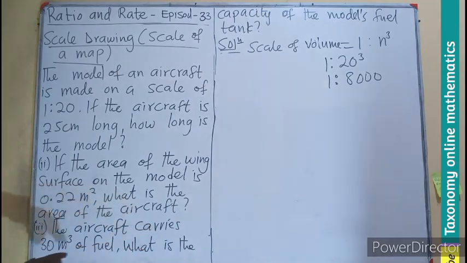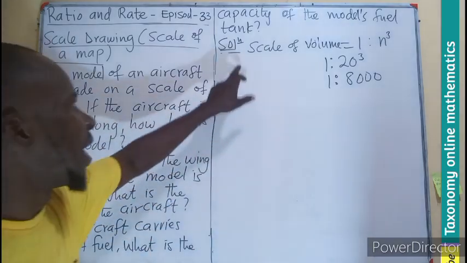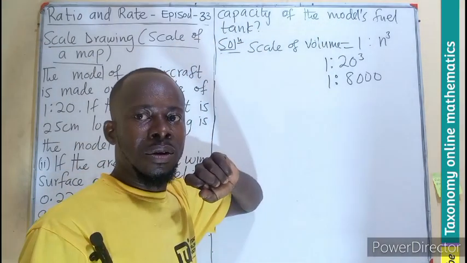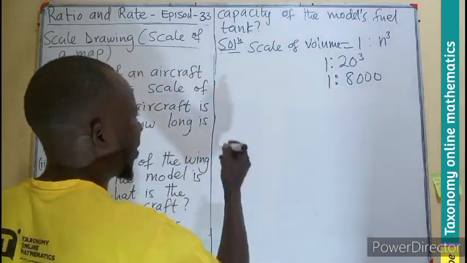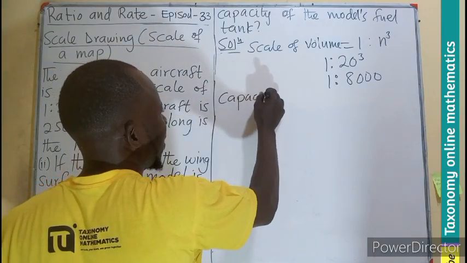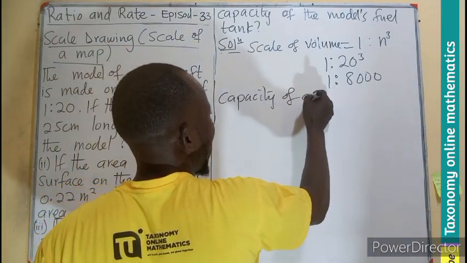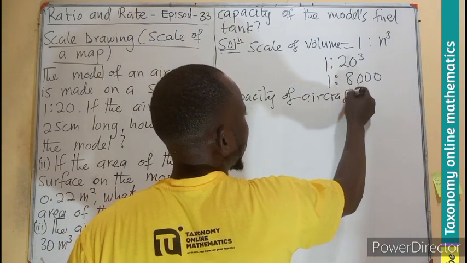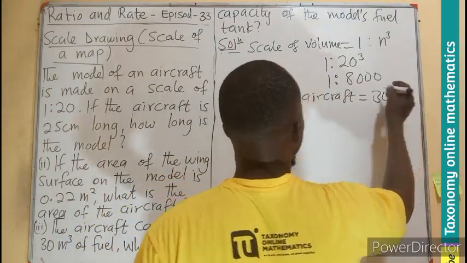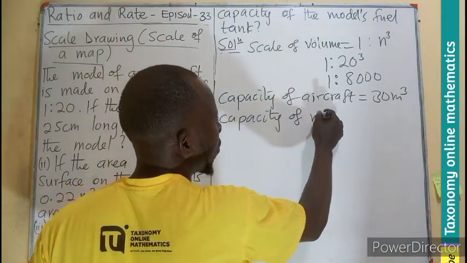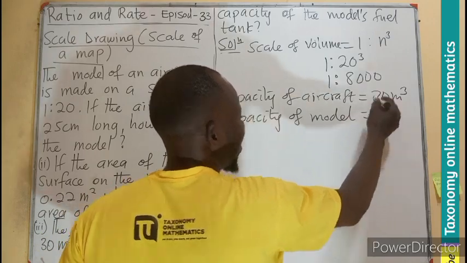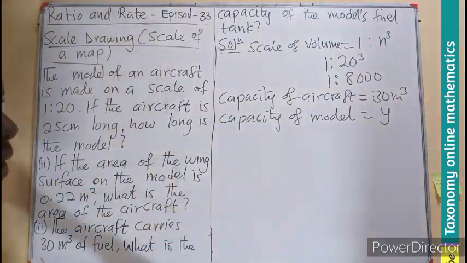So the scale is known. The main aircraft carries a fuel of 30 meters cube. What is the capacity of the model? So we need to find the capacity of the model. The model is the one representing this. So you can see the capacity of the aircraft is given as 30 meters cube. So let's see. The capacity of the model, let that also be y.